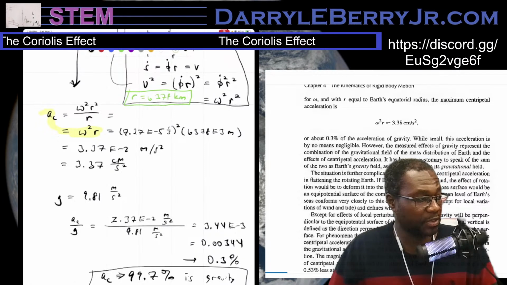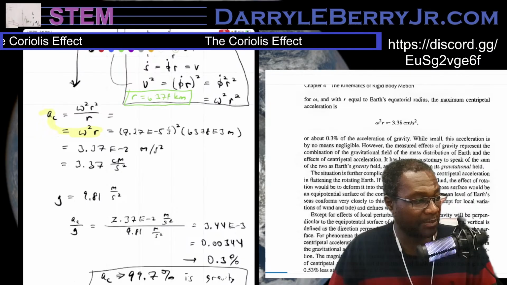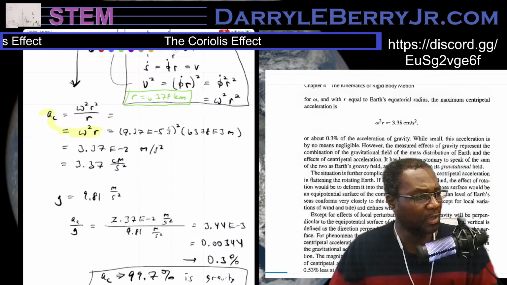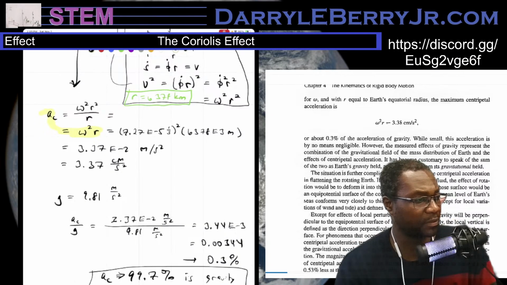While small, this acceleration is by no means negligible. However, the measured effects of gravity represent the combination of the gravitational field of the mass distribution of Earth and the effect of centripetal acceleration. It has become customary to speak of the sum of the two as Earth's gravity field as distinguished from its gravitational field.